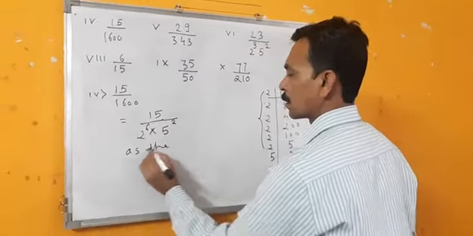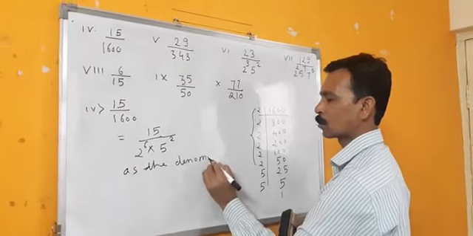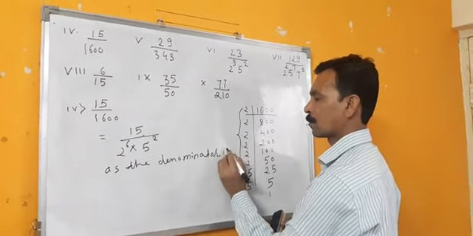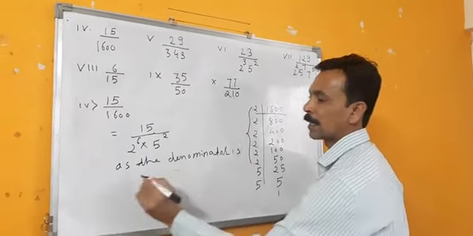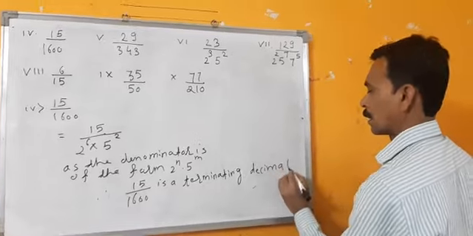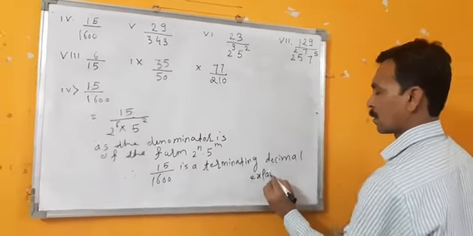As the denominator is of the form 2 raised to n into 5 raised to n, therefore the original number 15 upon 1600 is a terminating decimal expansion.